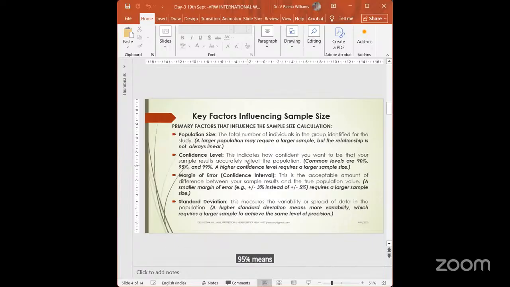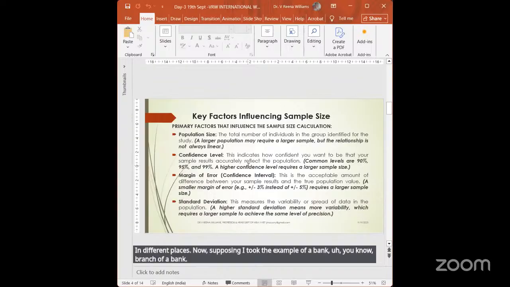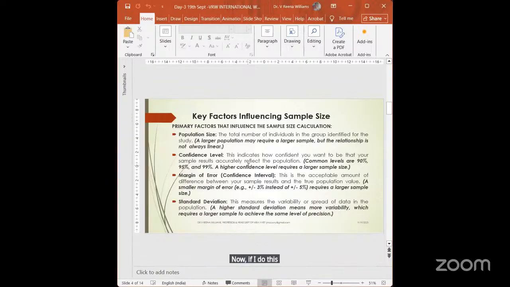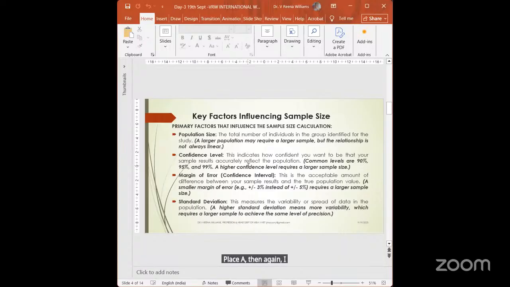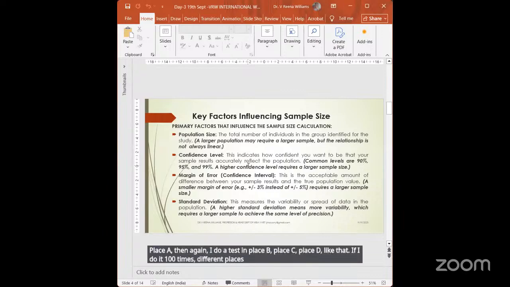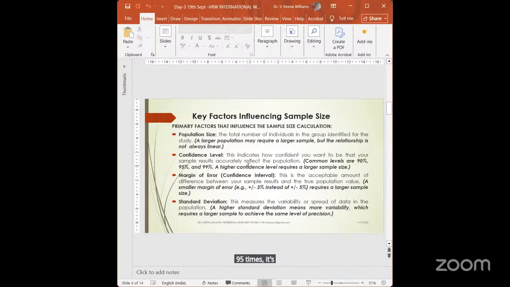95% means if you do conduct this test in different places. Supposing I took the example of a bank, a branch of a bank. If I conduct the same study in different other places of the same branch, 95 times out of 100, I do a test in place A, then again I do a test in place B, place C, place D, like that. If I do it 100 times in different places, 95 times it's going to give me the same answer.